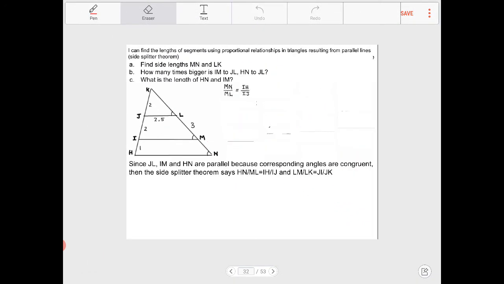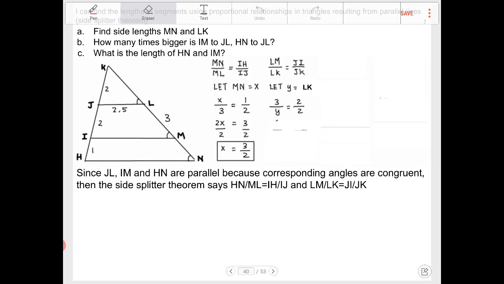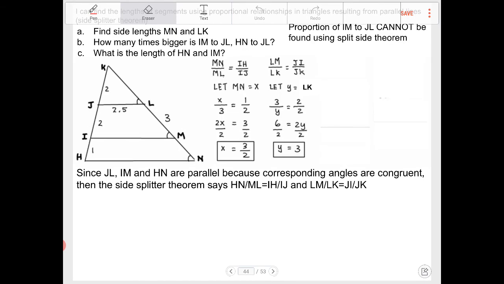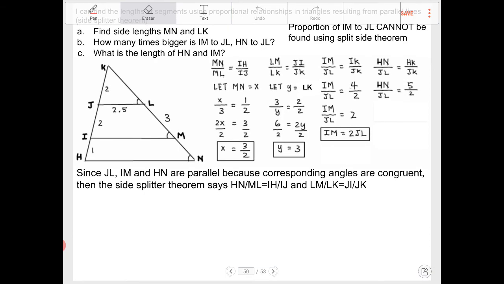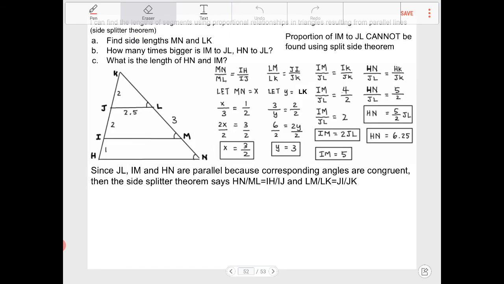The way that I had approached it originally, I set that LM to LK is going to be proportional to one another. So y is equal to 3. It's going to be twice as big. 6.25. Yeah. Okay? All right.